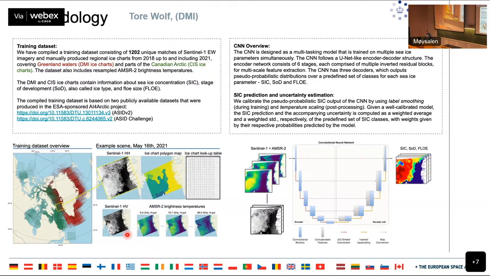One interesting result here presented by Tuomas and Andreas is that there has been a large archive of collocated SAR and ice charts and AMSR2 images. So a huge training data set was created covering a region around Greenland. And this data set was used to train a convolutional neural network to derive sea ice concentration, stage of development, and the floe size.